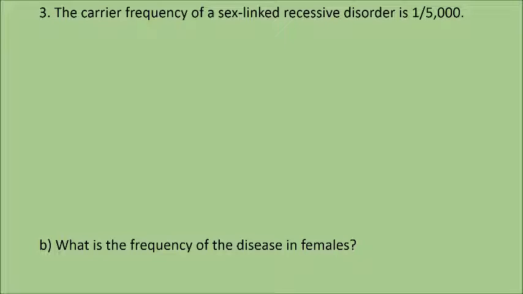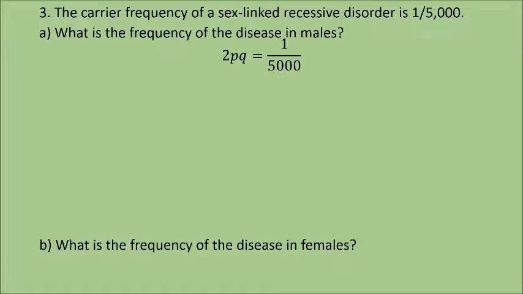The carrier frequency of a sex-linked recessive disorder is 1 in 5,000. What is the frequency of the disease in males, and what is the frequency of the disease in females? So first of all, they tell us that the carrier frequency is 1 in 5,000, so we set 2 times p times q equal to 1 over 5,000. Next, we're going to assume that p, which is the frequency of the dominant allele, is approximately 1 or very, very close to 1. And we're going to assume that q is very small. So we assume that p is approximately 1.